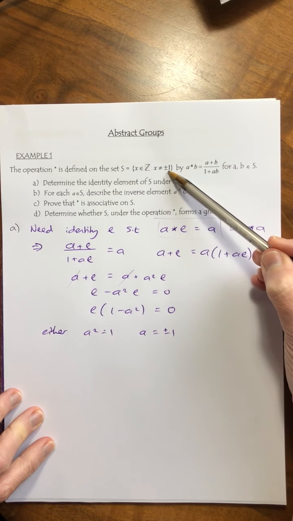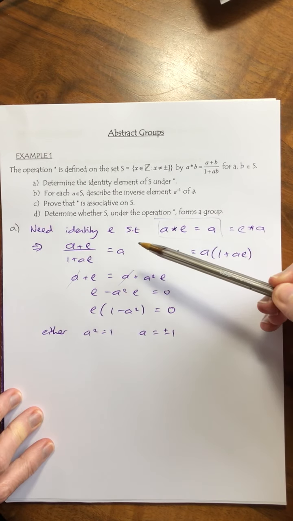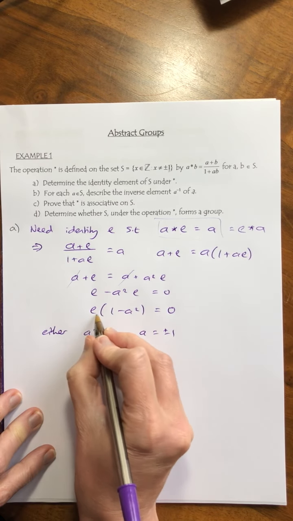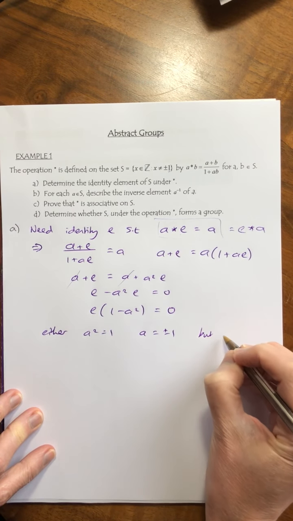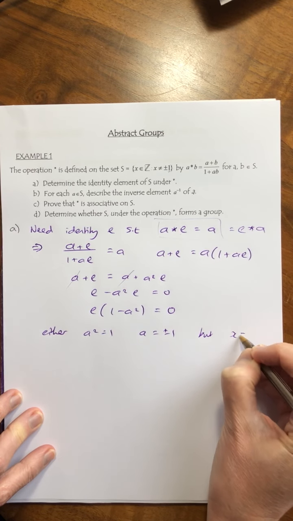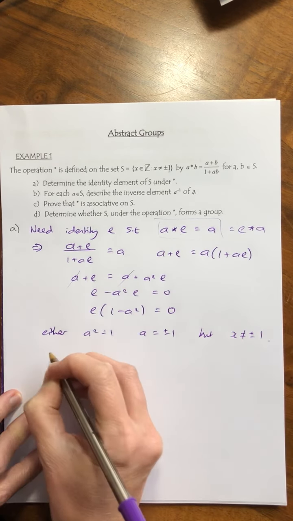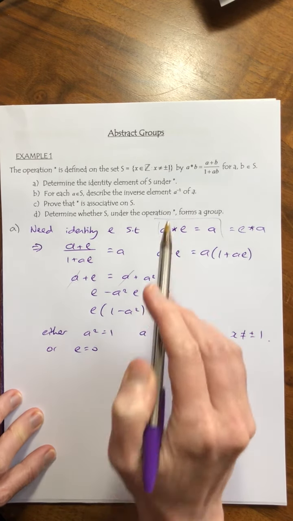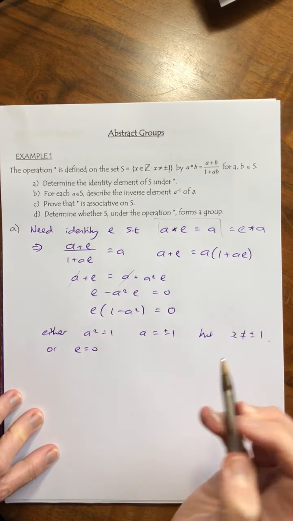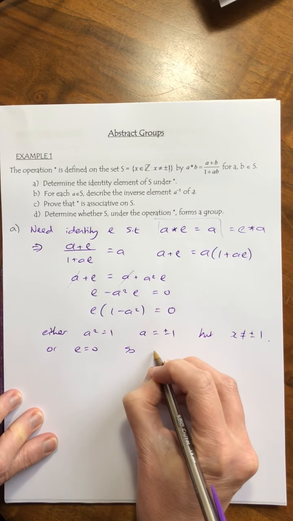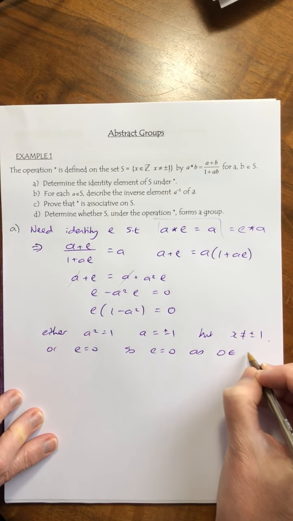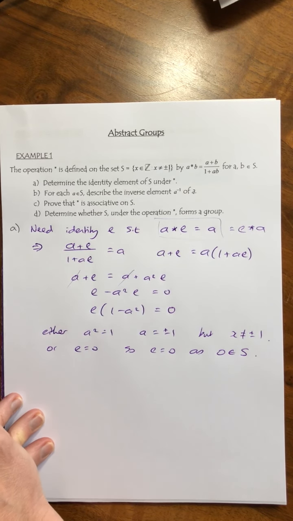However, we're not allowed that just by definition in our group. So I'm left with the only other option, but we can't have that, so that was not allowed. Or E is equal to 0. And is that in our set? Yeah, that's in our set, so we're allowed that. So our identity is equal to 0, as 0 is contained in our set S.